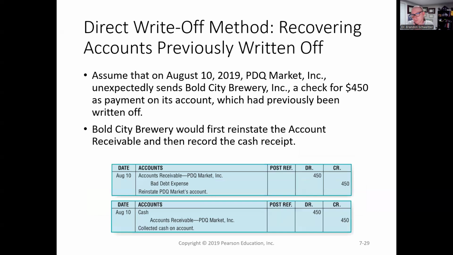So we send notice after notice, and then once in a great while you get lucky, and the customer comes back. They're like, "Oh, so sorry, totally forgot to pay you." So great, we debit account receivable and credit the bad debt expense to reverse the bad debt expense. And then we debit cash and credit the account receivable to recognize the payment that the customer paid us. So that's great when that happens. It doesn't always happen that way. So that's the direct write-off method.